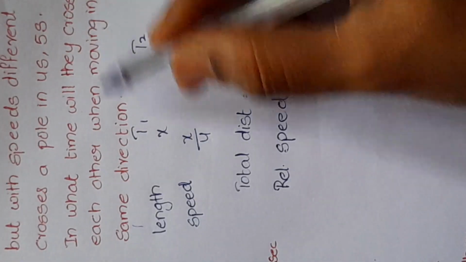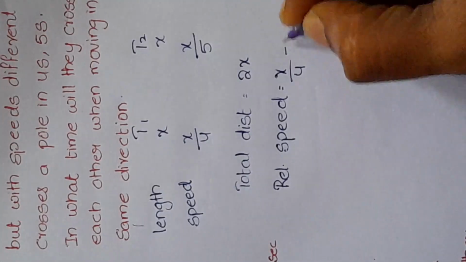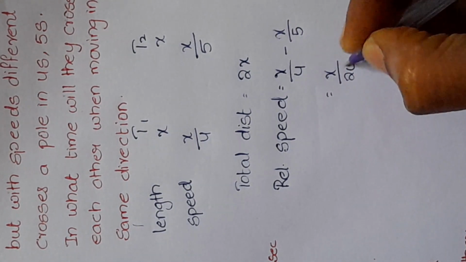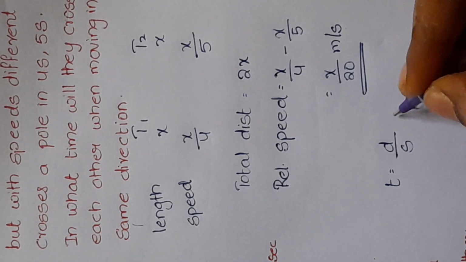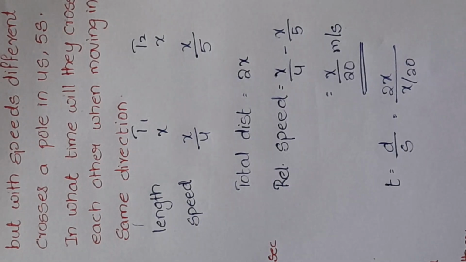Now relative speed when they are moving in the same direction becomes the difference. So x by 4 minus x by 5. We get this as x by 20 meters per second. We know that time is equal to distance by speed. Distance is 2x and speed is x by 20.